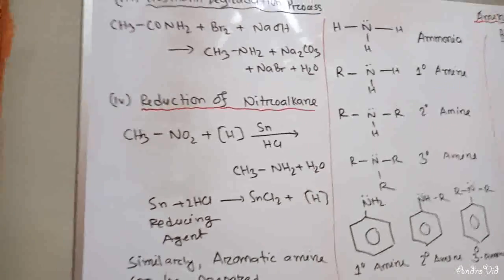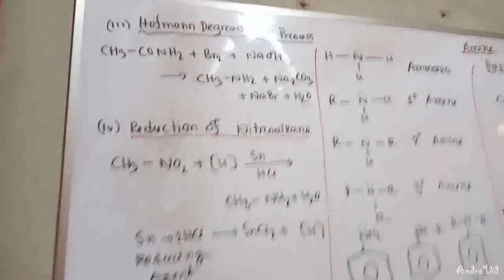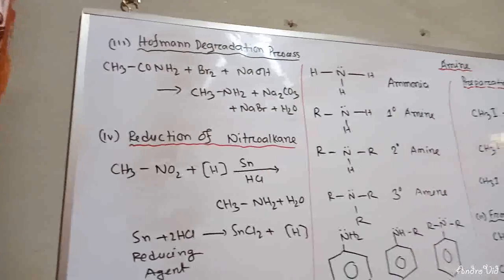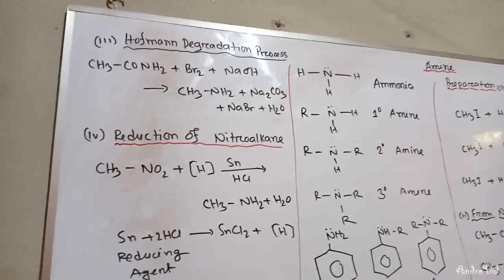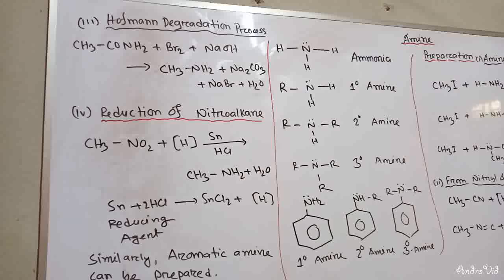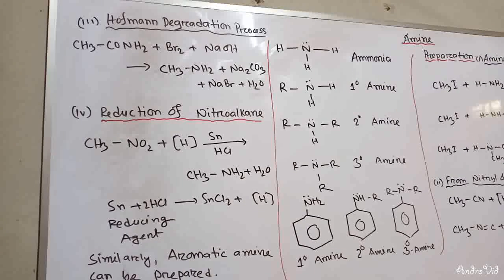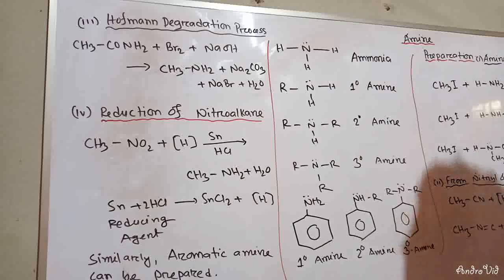Now another process, the Hofmann degradation process. This is a very important process. This is basically a process where a carbon will be eliminated from the compound, in the reaction of an amide with bromine in the presence of alkali. When this reaction happens, amine is produced. Normally you can produce 1 degree amine by this way.